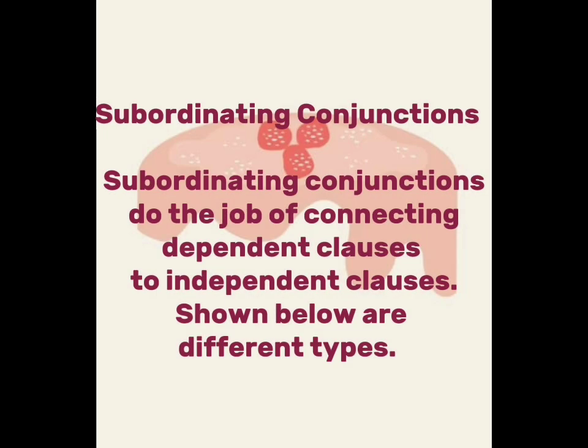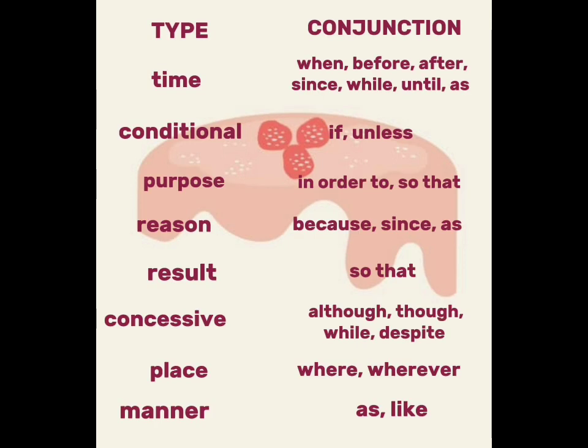Subordinating conjunctions. Subordinating conjunctions do the job of connecting dependent clauses to independent clauses. Shown below are different types. For the time, the conjunctions are when, before, after, since, while, until, and as. For the conditional, we have if and unless. For the purpose, we have in order to and so that. For the reason, we have because, since, and as.